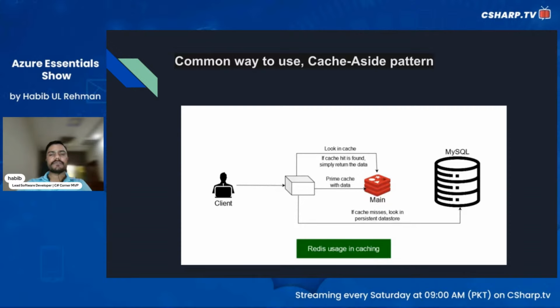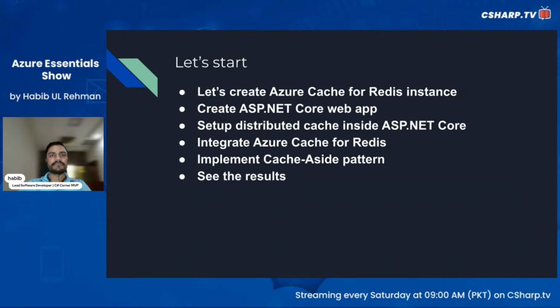And in today's episode, we will be using this pattern for our ASP.NET Core MVC application. So let's start this. First of all, we will create an Azure Cache for Redis instance. Then we will move to create ASP.NET Core Web Apps. We will set up distributed cache inside ASP.NET Core. Then we will integrate Azure Cache for Redis. And then we will implement the cache-aside pattern, and we will see the result, how it works. So let me share my screen.